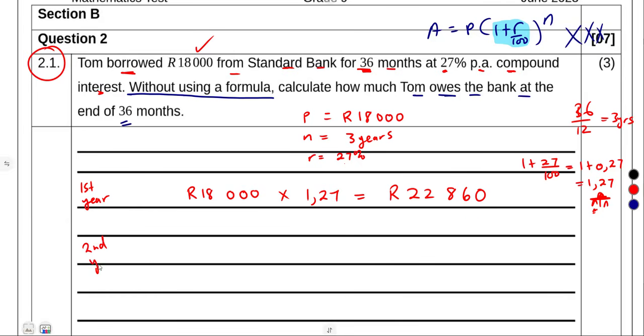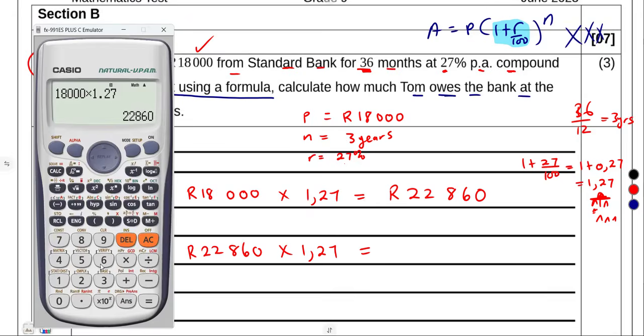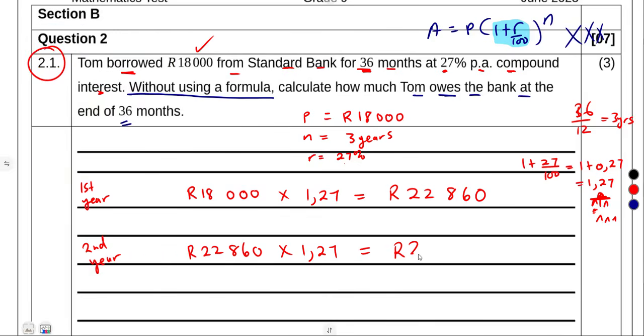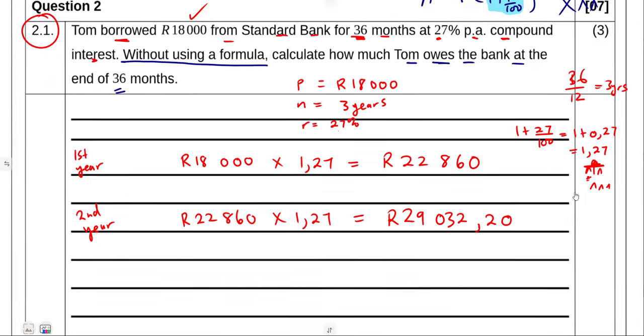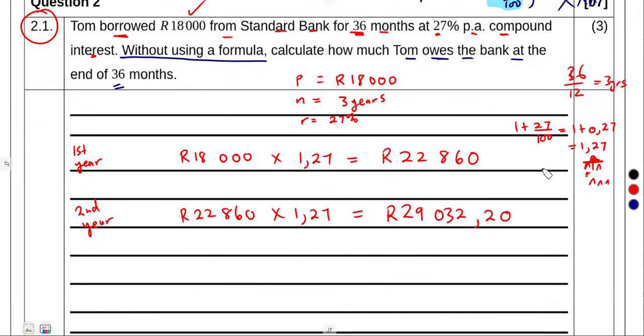Then you consider the second year. So he is continuing with this amount of what? 22,860 times how it is increasing yearly, by 1.27. So we're going to multiply by that one, times 1.27. That was going to give us this as a decimal, that's 29,032.2. You're going to put another 0 there. So we've got 2 decimal places. So this is for the second year.